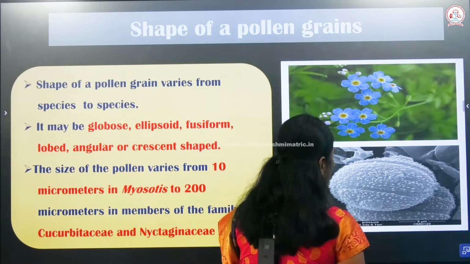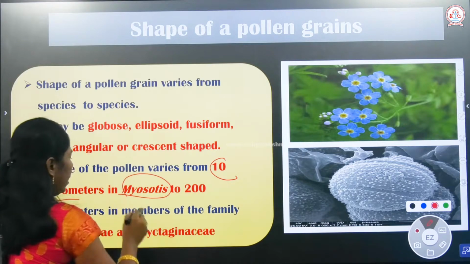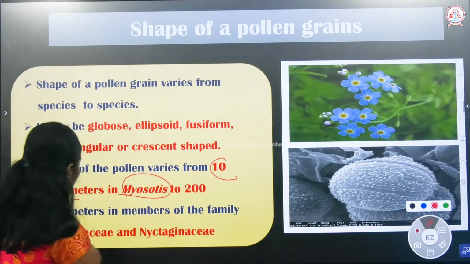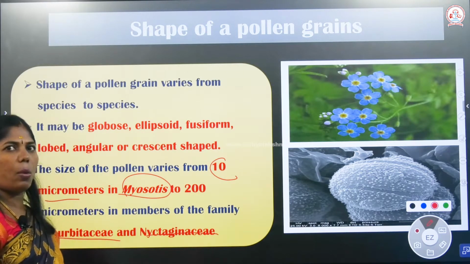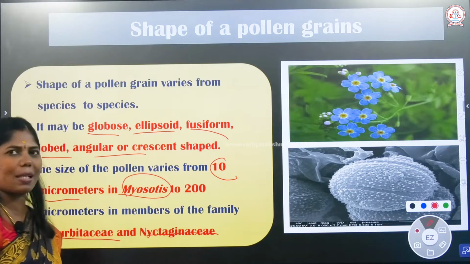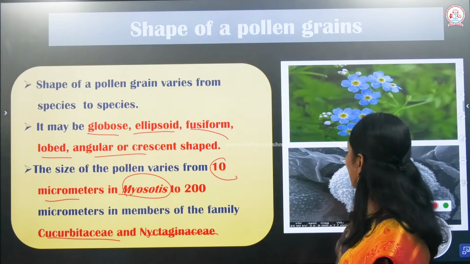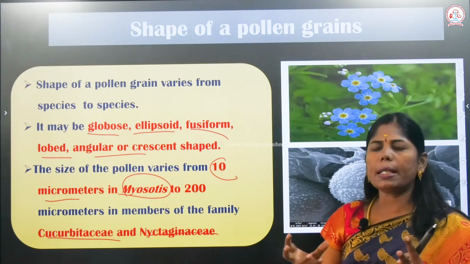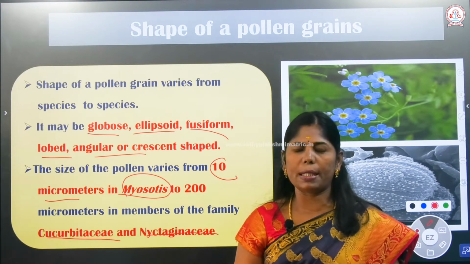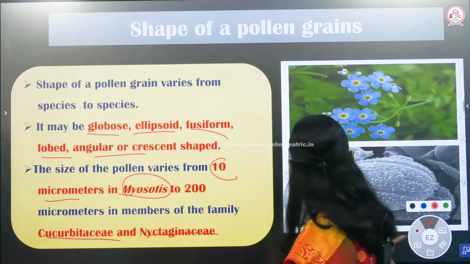So what is the shape? 10 micrometers in Myosotis is a very important one mark, they have asked it many times in the board examinations, and 200 micrometers, the families are Cucurbitaceae and Nyctaginaceae. So the shapes are globose, ellipsoid, fusiform, lobed, angular or crescent in shape. The sculpture of the exine, which we already studied, is very important, playing an important role in the classification and identification of plants, in taxonomy.